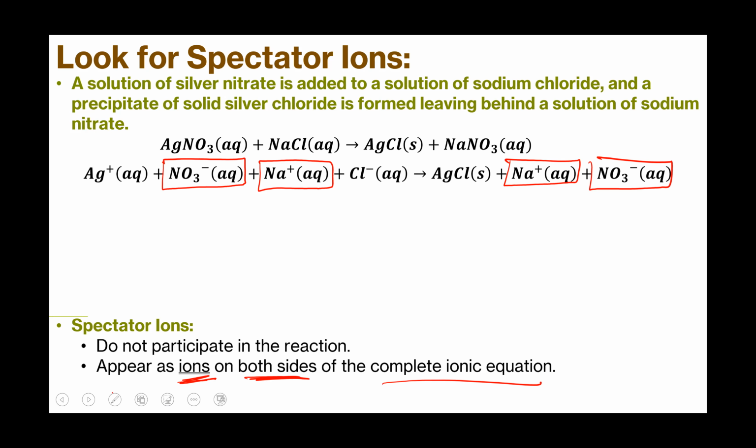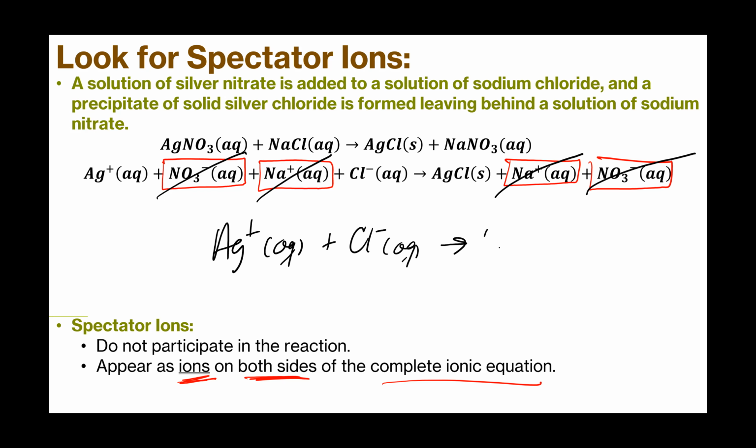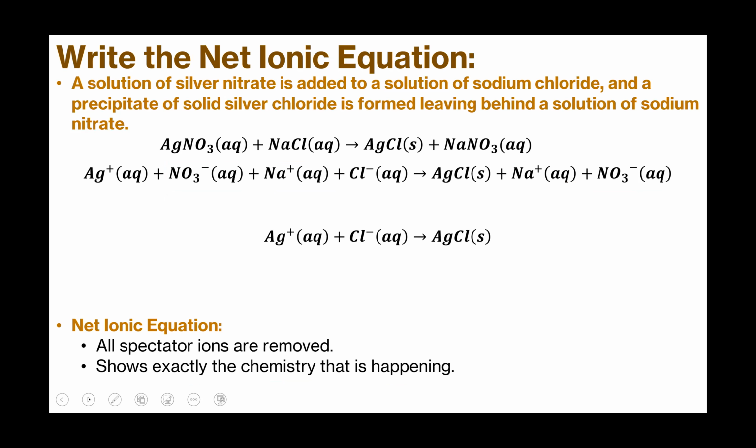Okay, what we can do with that then is we can write, right? That means the nitrates are going to cancel out and our sodiums are going to cancel out, and we can write an equation for whatever is left over. That would tell us Ag+ aqueous plus Cl- aqueous gives us AgCl solid. Okay, what we've just written is the net ionic equation. The net ionic equation has all the spectators removed, and it shows exactly what's happening with the chemistry.